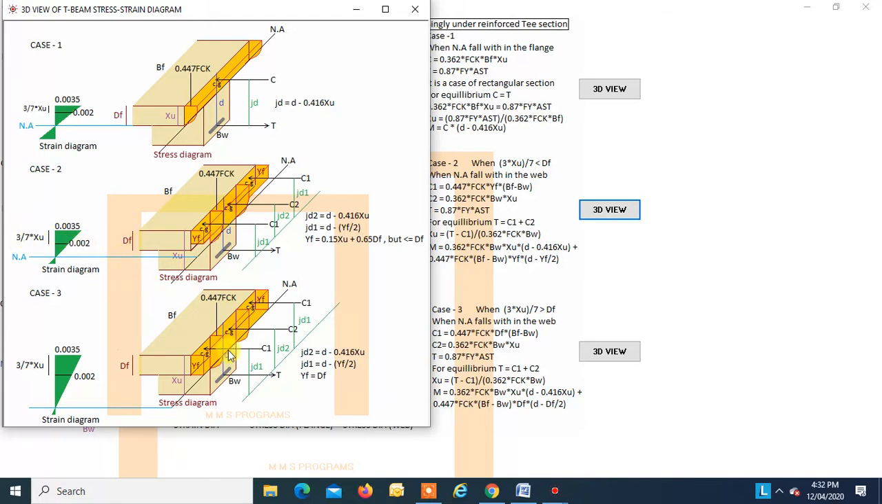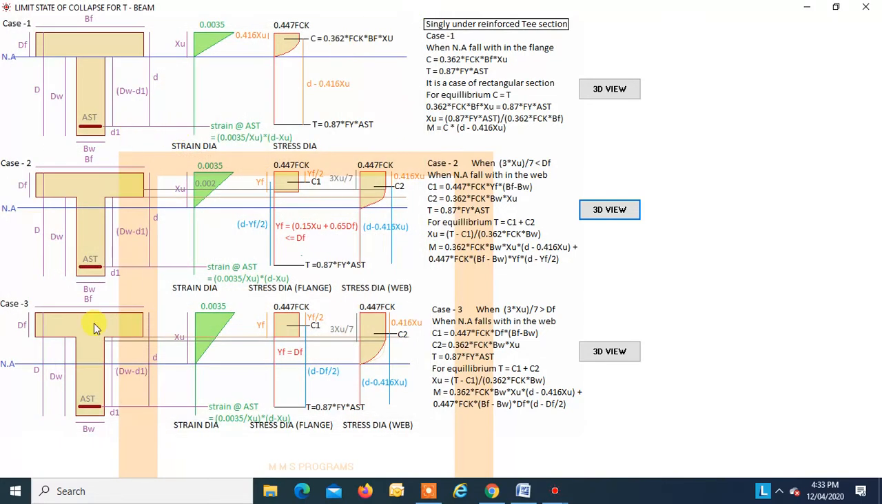The second case is when the flange falls in the web and the strain point 0.002 also falls in the web, okay. That is, 3/7 XU is found to be greater than DF. In that case, YF will be equal to DF. That is the only change, okay. So YF has to be equal to DF. So this is the stress diagram for flange 1, this is the stress diagram for flange 2, and this is the regular design stress diagram for the web, right? So this is how we have three cases in case of a beam, okay.